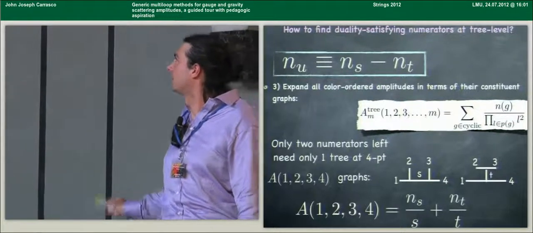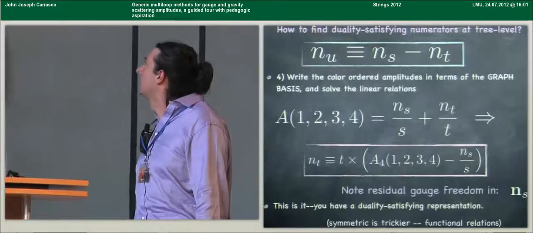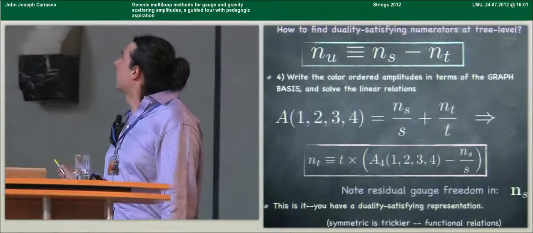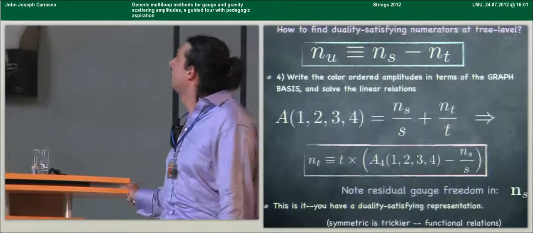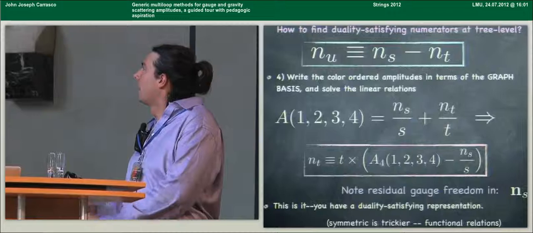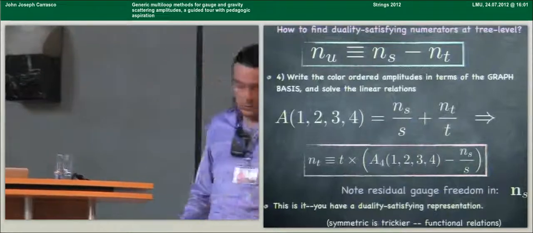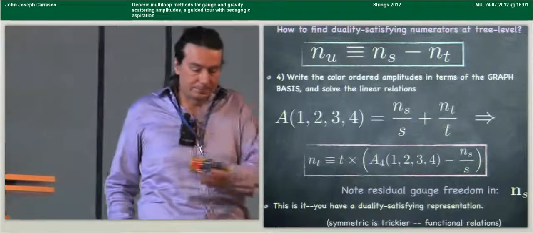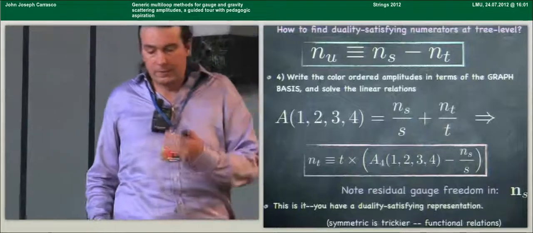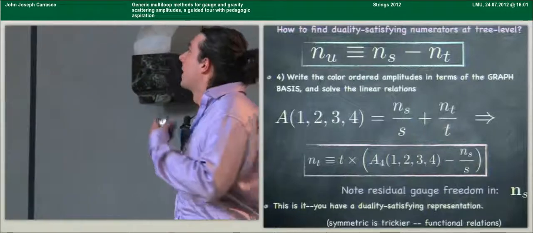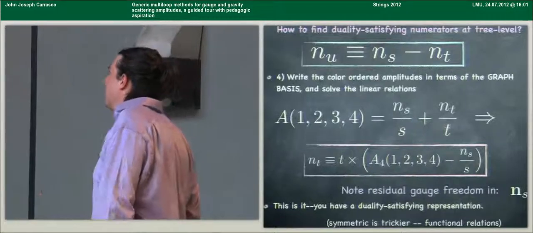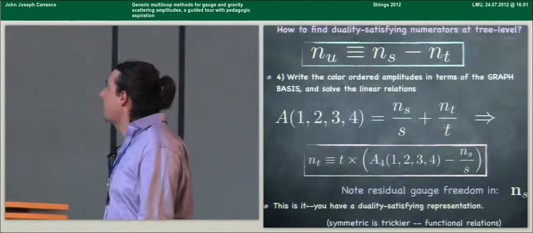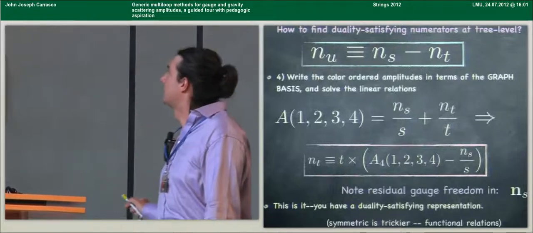So here's the color-stripped amplitude. You write the color-ordered amplitudes in terms of the graph basis, so you substitute in, if necessary solve the linear relations, and then you're done. So it's just a purely linear operation at tree level to find representations in terms of color-ordered amplitudes that satisfy the Jacobi relations. And you'll notice at 4-point there's this residual freedom.